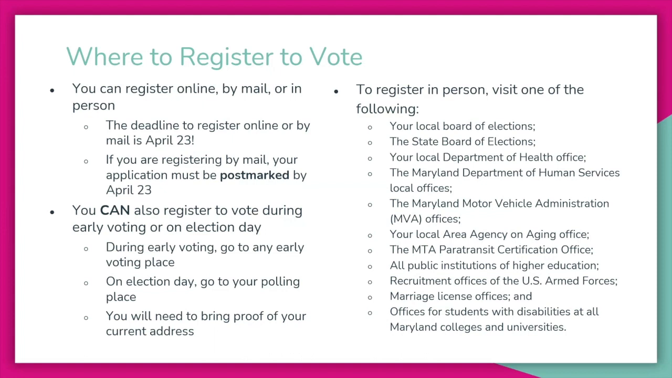Maryland has same-day registration, which means you can register and vote on the same day. To do this, you'll need to go to an early voting center in the county where you live or to your polling place on election day and bring a document that proves where you live. Acceptable documents include your MVA-issued license, MVA-issued ID card, change of address card, paycheck, bank statement, utility bill, or any other government document that shows your name and address.